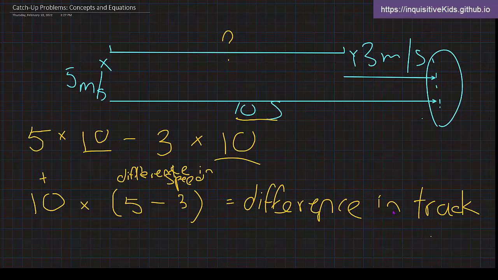This isn't that different from our meetup problems. Meetup problems are just the time times the sum of their speeds. This is just the difference in speed, so not that different. And this is the main formula we'll be using throughout this series, and see you in problem 1.